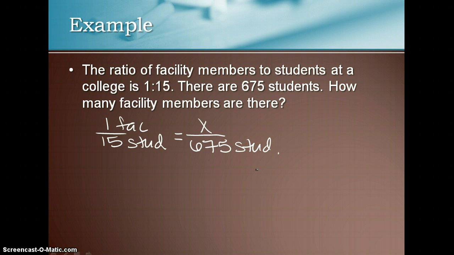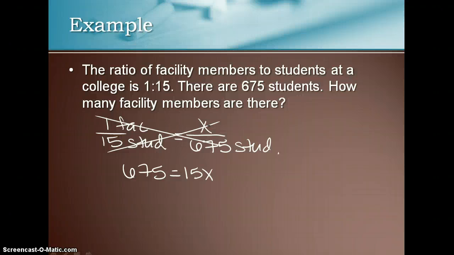Okay? From here you cross multiply. So you'll get 675 is equal to 15x. Cross multiply is where you cross from top left to bottom right and multiply those together, and then do the same thing from bottom left to top right. I could read that.